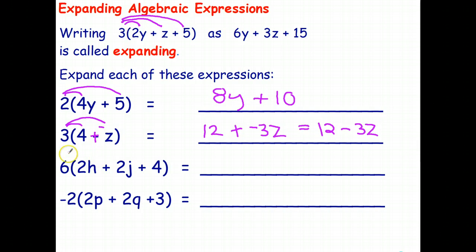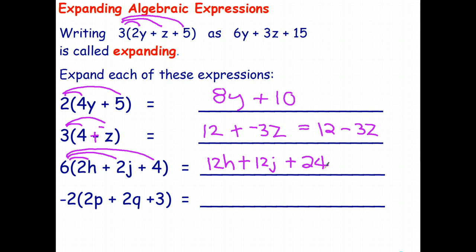This time we have 3 terms, but it's no more difficult. 6 times 2h is 12h, plus 6 times 2j is 12j, plus 6 times 4 is 24. And that's the expanded form for that expression.